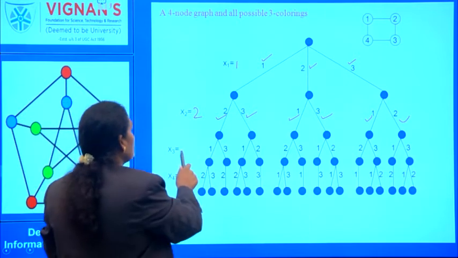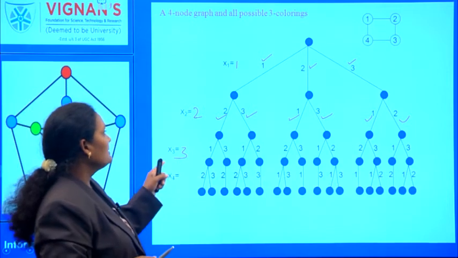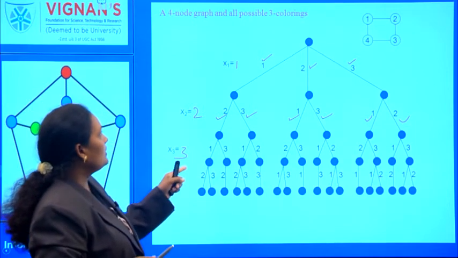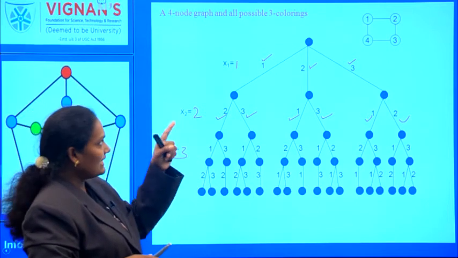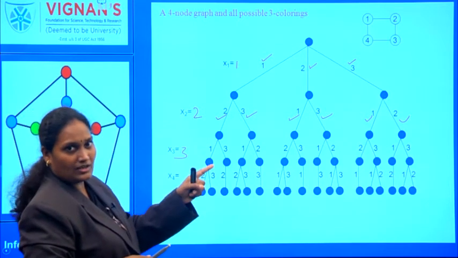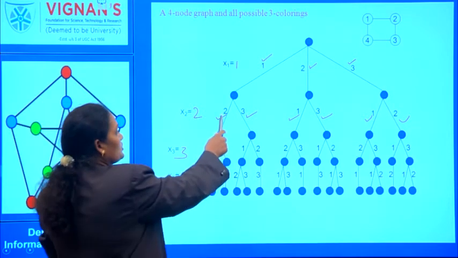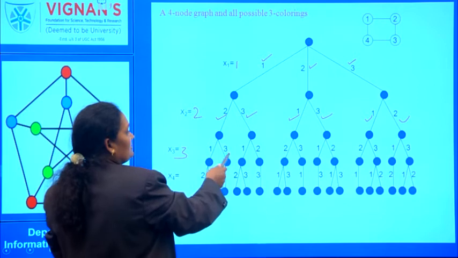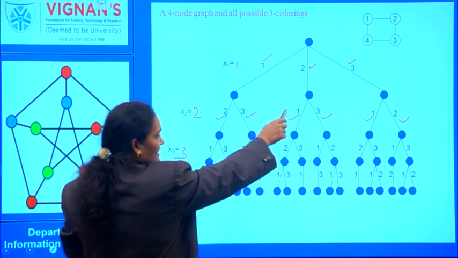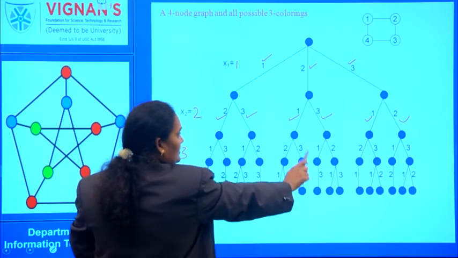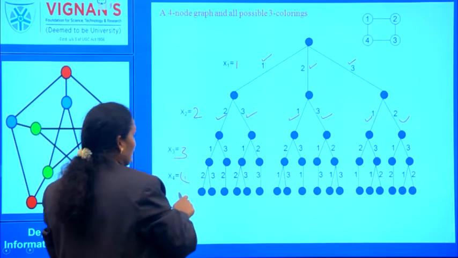Now, if I observe the third vertex, vertex 3, it is adjacent to 2. The color I used at vertex 2, I cannot use the same color at 3. So, if I use 2 here, I can use either 1 or 3. If I use 3 here, I can use 1 or 2. In the same way, if I use 1 here, 2 or 3. 3, 1, 2. 1, 2, 3. 2, 1, 3.